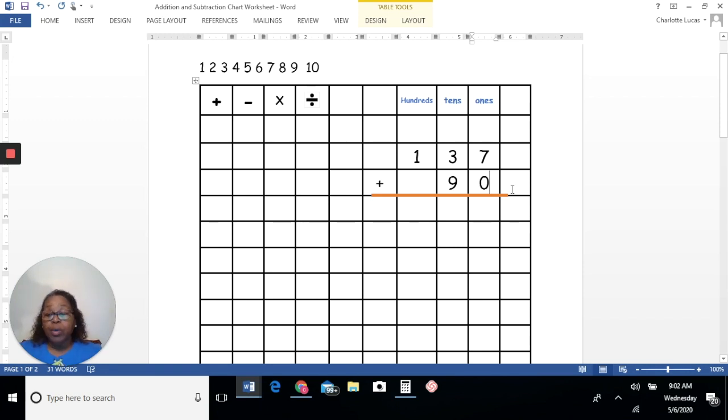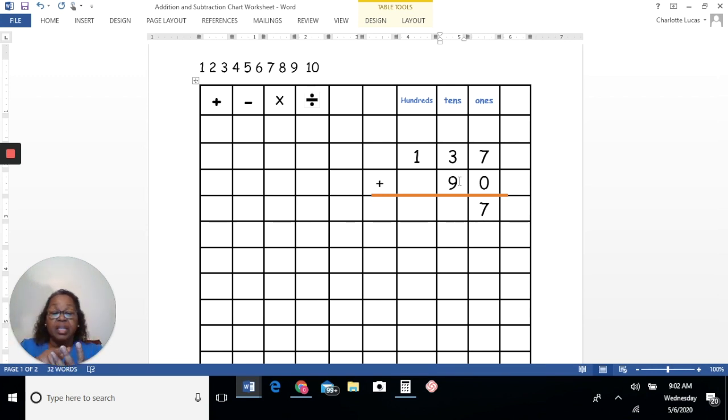Again, we always start in the ones place when we're adding, and we're adding 7 plus 0. That's 7, and don't add anything to it. So the answer will be 7. Very nice. All right, let's go to the tens place. How many tens do we have now? Okay, 9 plus 3. I'm going to start with the largest number. In addition, we can do that. I'll put the 9 in my head, and I'm going to add 3.